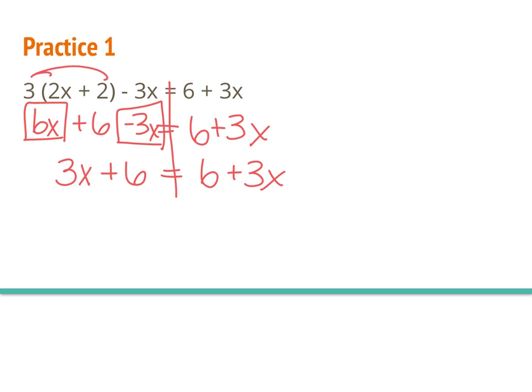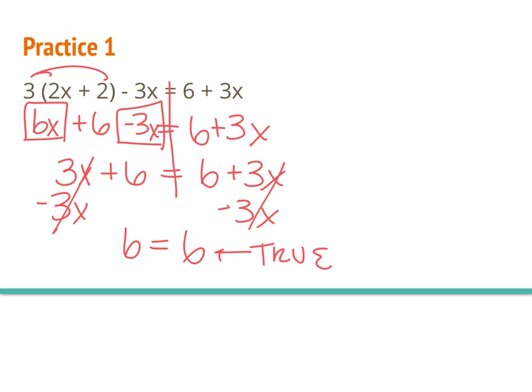You may already see where we're going with this. If I take away 3x here, I get 6 equals 6. I don't have any more x's. They're both gone. Well, this is a true equation. 6 does equal 6. Therefore, we can say that our solution is all real numbers. It's every number possible.